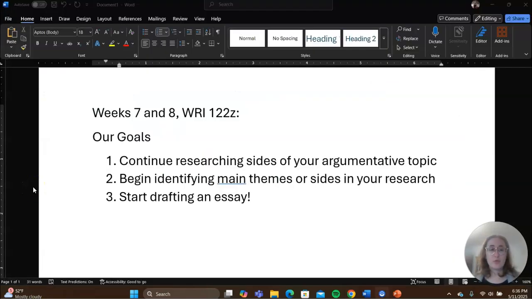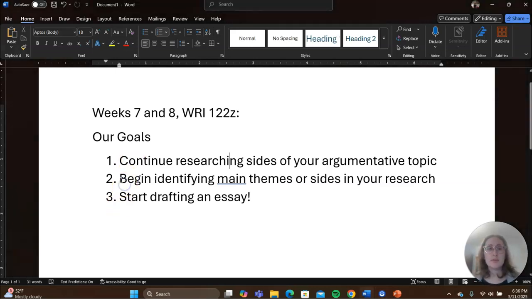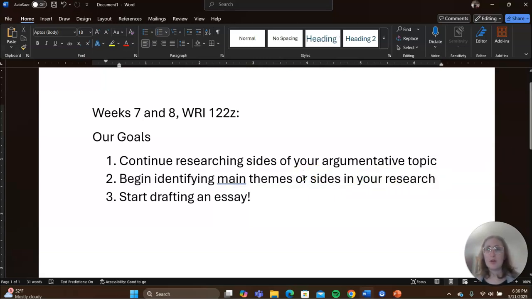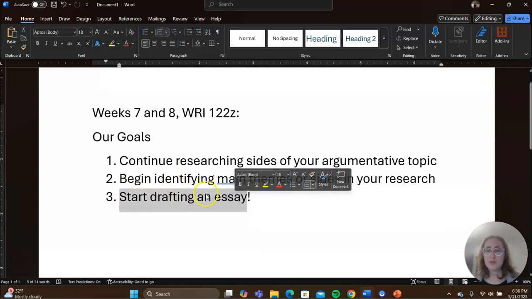So that is it for week 7. The focus of this week, like I mentioned, is going to be to continue researching. If you feel like you need more sources to help cover those sides of the argument, keep looking for sources. But what we're really doing this week is you're trying to find those main themes or the sides of the argument. And you're filling out a Venn diagram, which is a mini version of a synthesis matrix, but it's the same form. And then if you're ready, you can start drafting an essay.